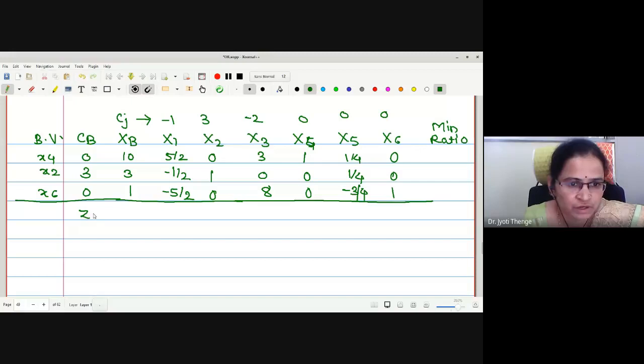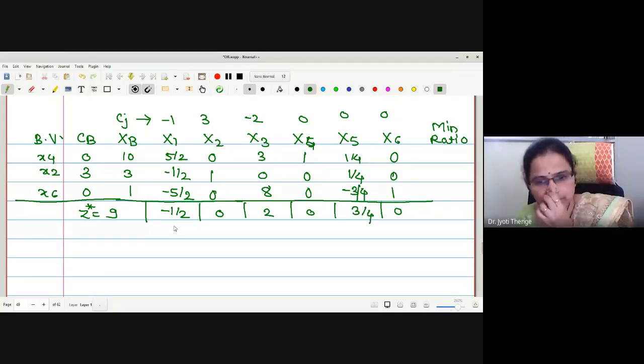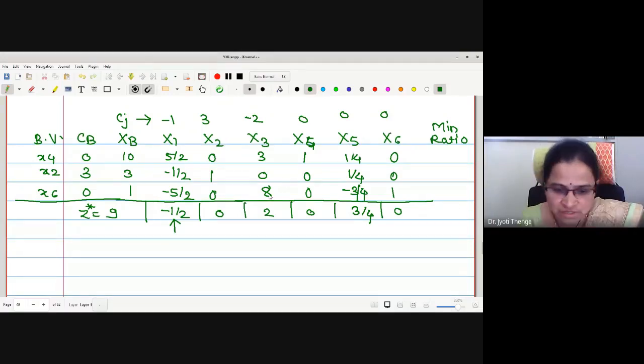Okay, here the value of z improves to 9. Sorry, z star improves to 9. Now we will write the delta entries. Delta entries corresponding to the basic variables are 0. Therefore, 2, 4, 6, 0, 0. The remaining values are minus half, 2 and 3 by 4. Now, which is the negative? This only entry is negative. Therefore, this is going to enter the basis.